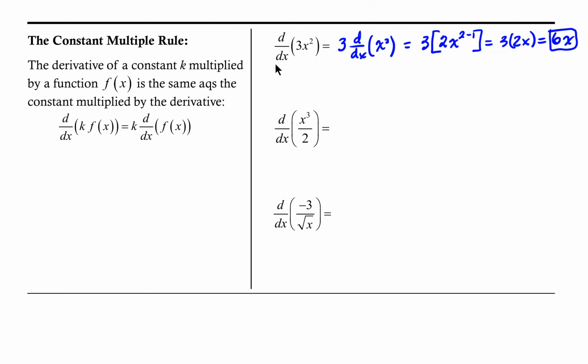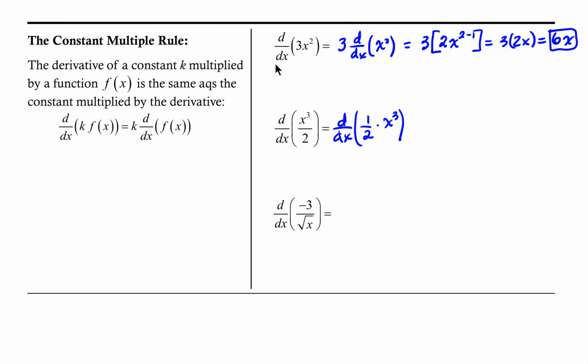Let's take a look at our second example here. We have the d dx, or derivative with respect to x, of x cubed over 1/2. And it may not be clear that this is actually an instance of the constant multiple rule. So let's make that a little bit clearer. We can think of this as the derivative with respect to x, or d dx, of 1/2 times x cubed, using properties of multiplication by rational numbers.